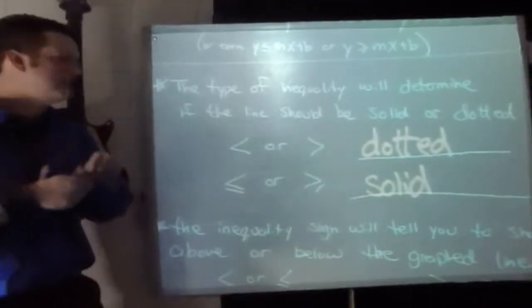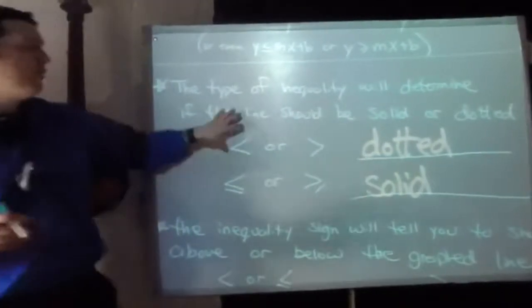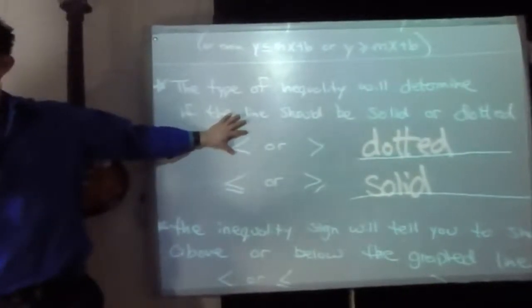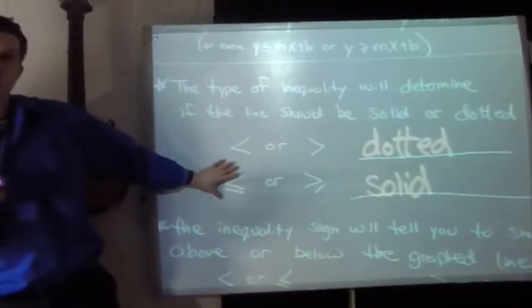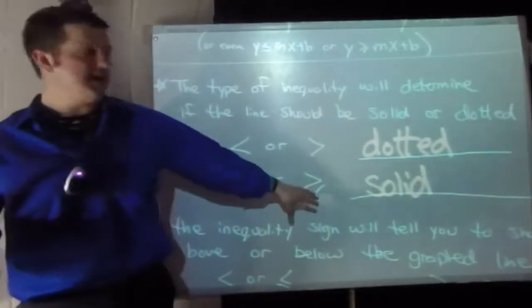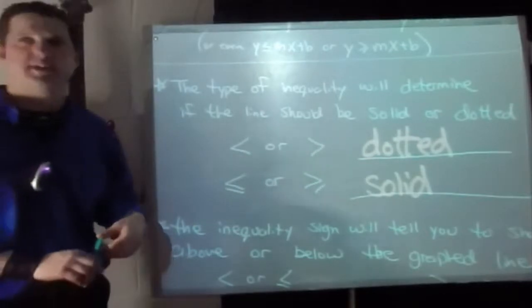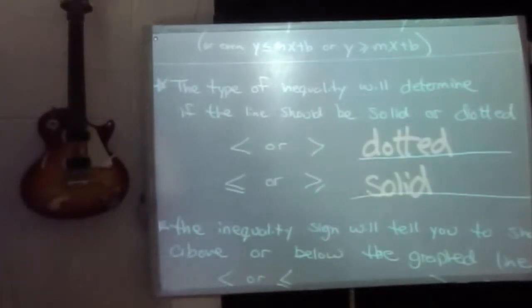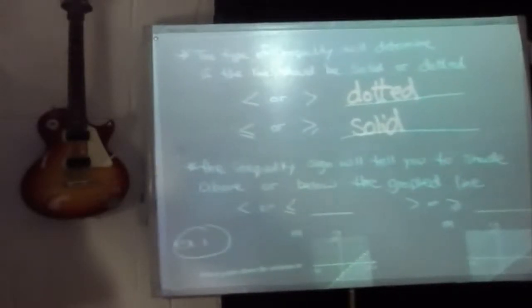Think back, earlier in the year we did inequalities and we would just put a dot and an arrow. If we had less than or greater than, open dot. If we had less than or equal to or greater than or equal to, solid dot. Just like the solid line. If you got the equal to, you got a solid line. Now additionally, there's more to it than just putting the dotted and solid line.